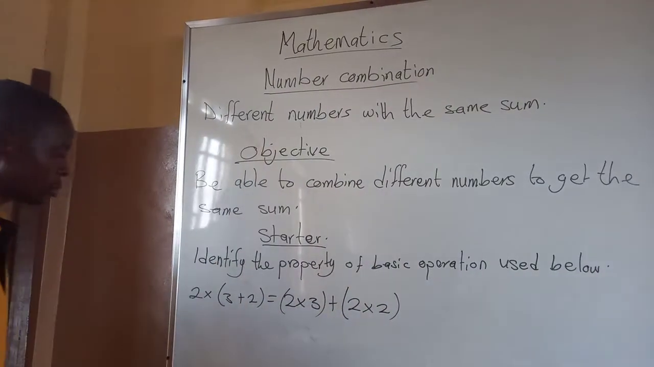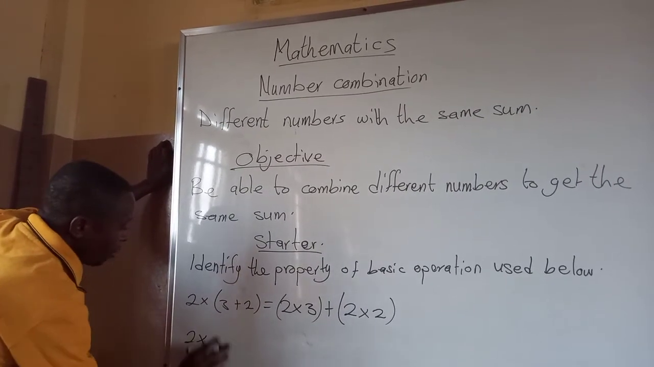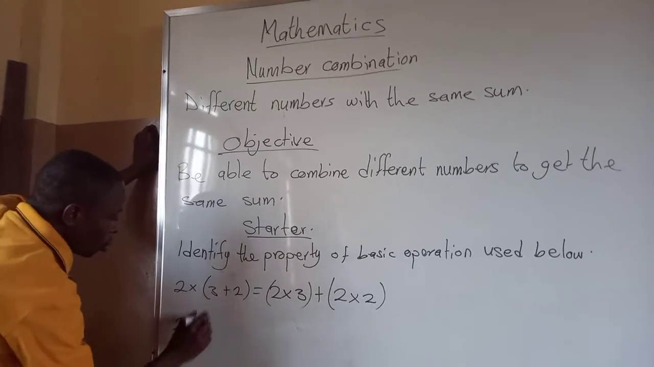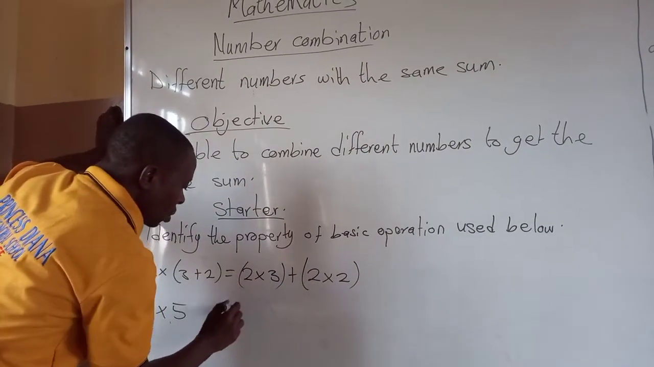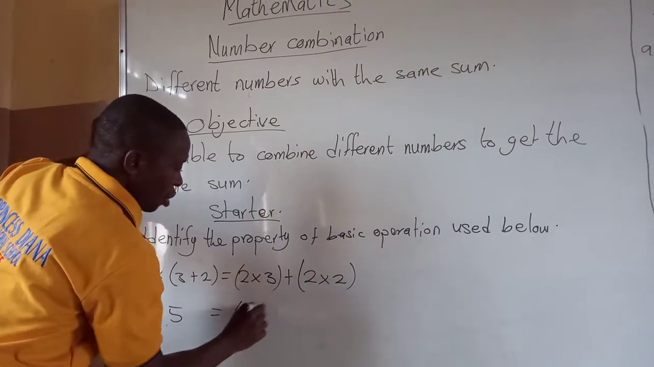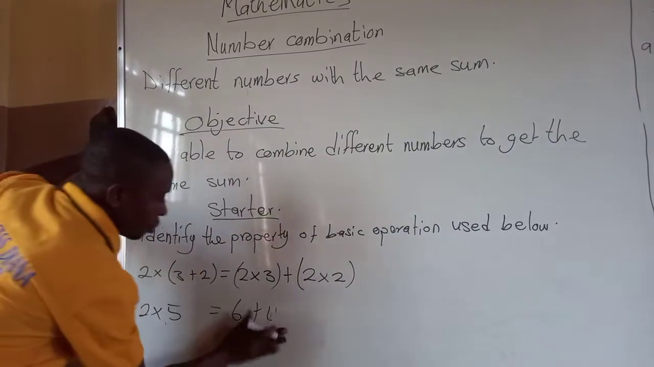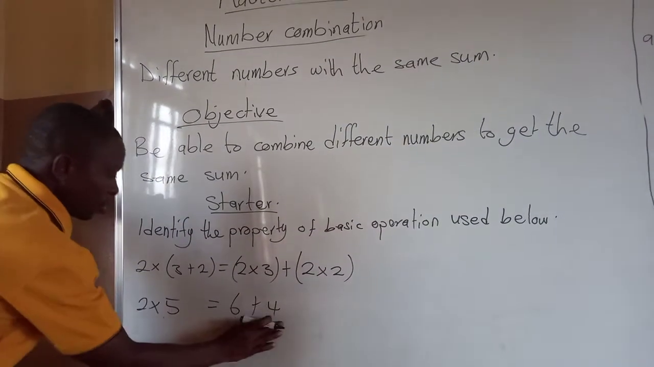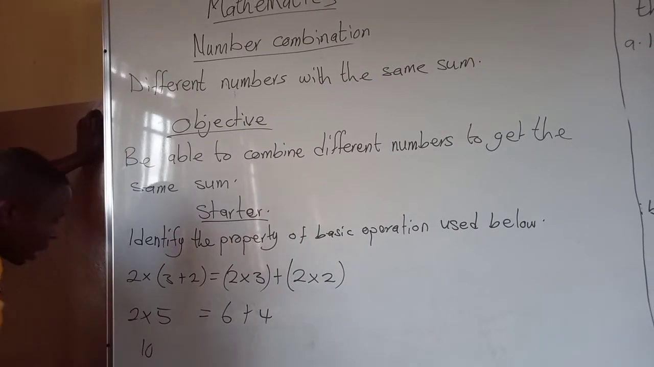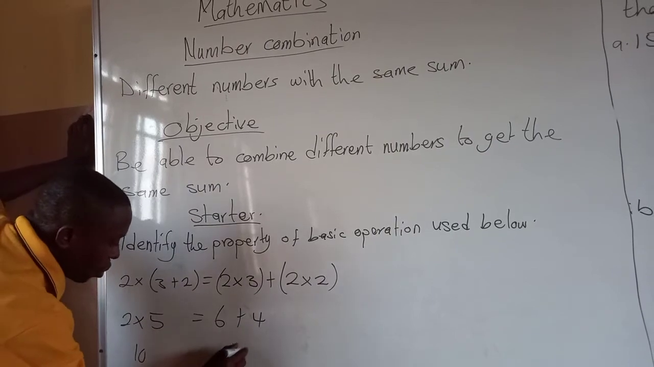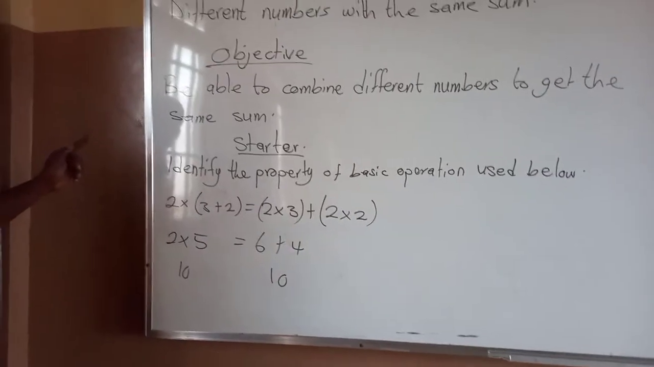Good. Now when we come here, we have our 2 times, then we have 3 plus 2, which will give us 5. This will be equal to 2 times 3, which will give us 6. Then we bring the operation sign, which is addition. Then 2 times 2 will give us 4. Very good. Now 2 times 5 is 10. Then 6 plus 4 is also 10.